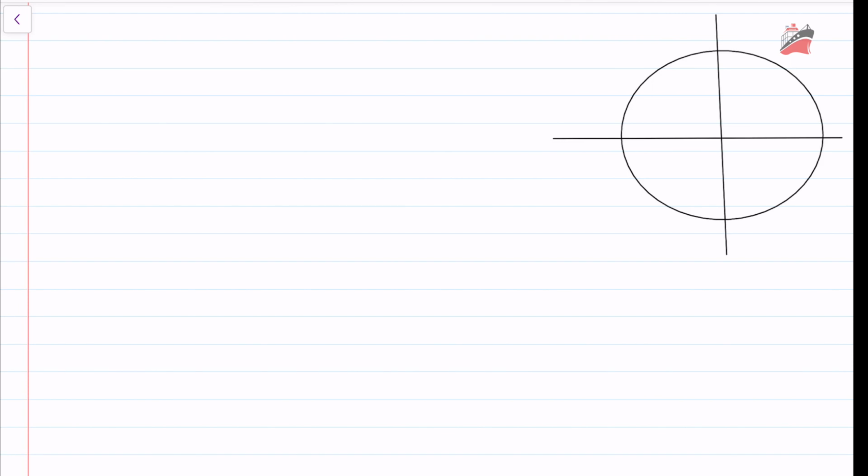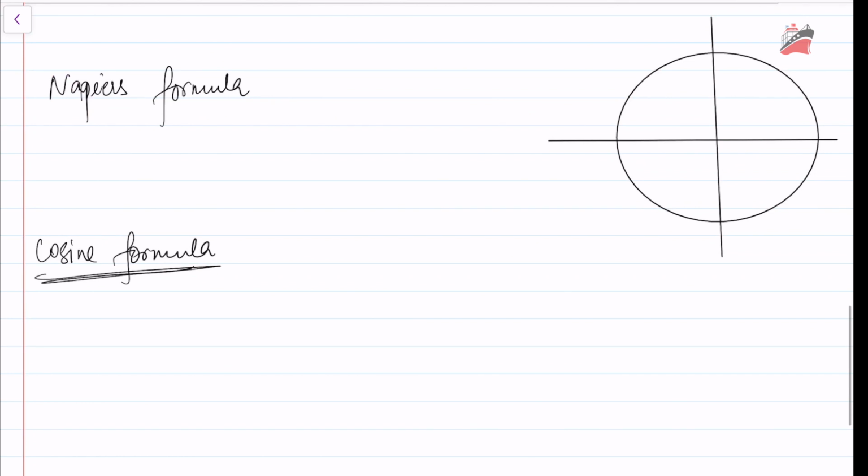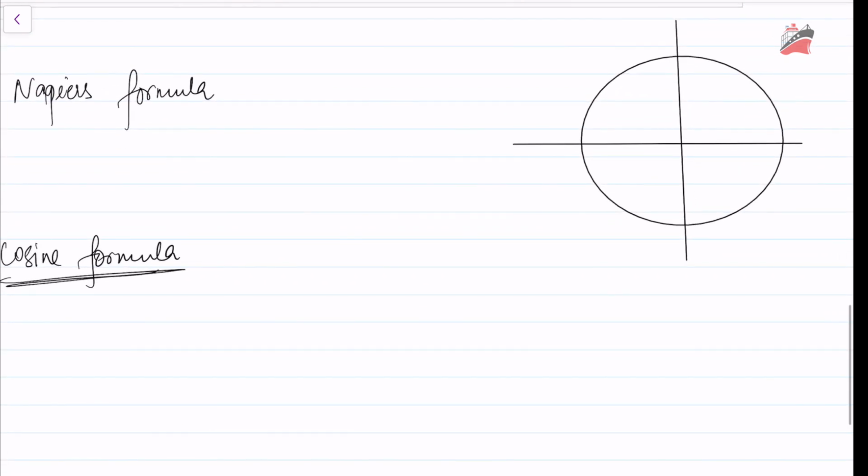Now to solve these PZX triangles, we need to know two important formulas. One is called Napier's formula and the second is the cosine formula. The cosine formula is very rarely required. We will be mostly using Napier's formula. Now to understand that, let us draw a diagram and understand it first.